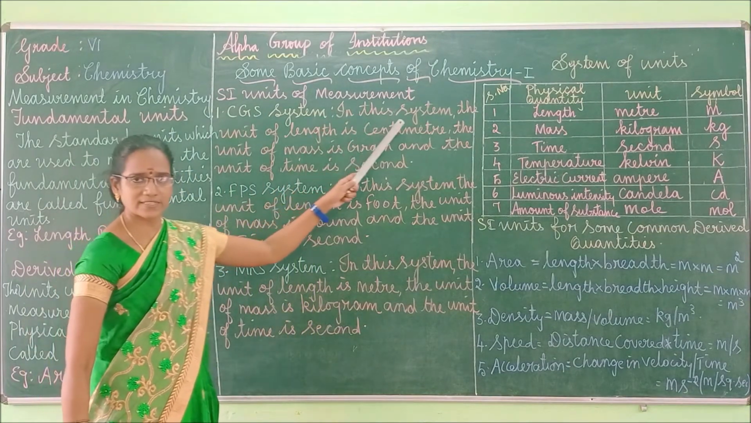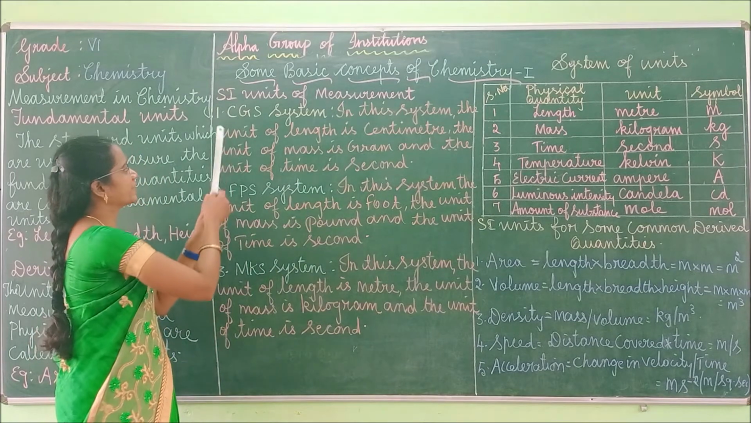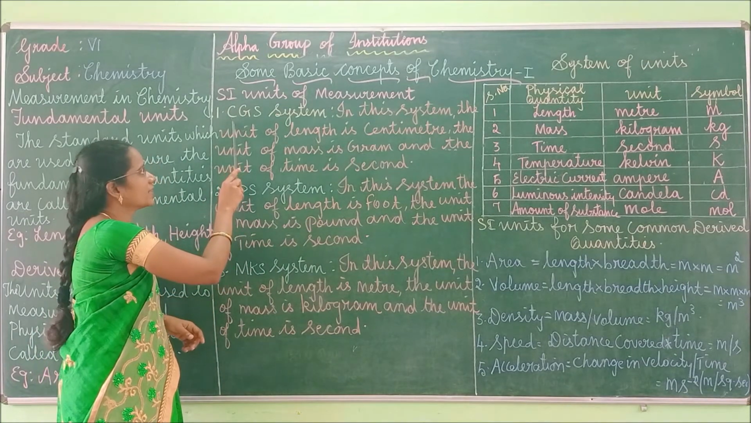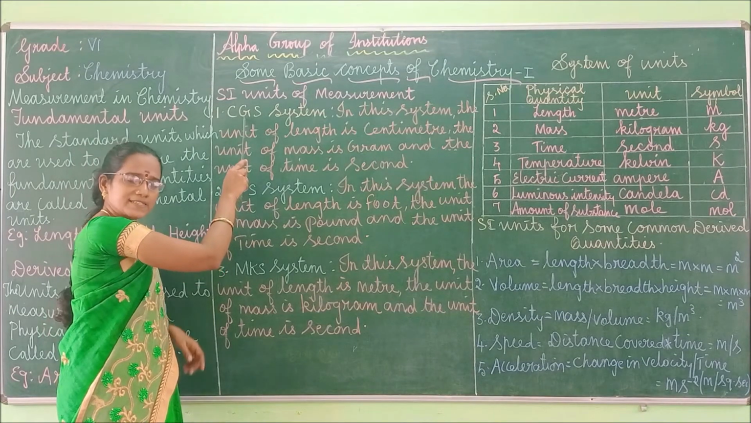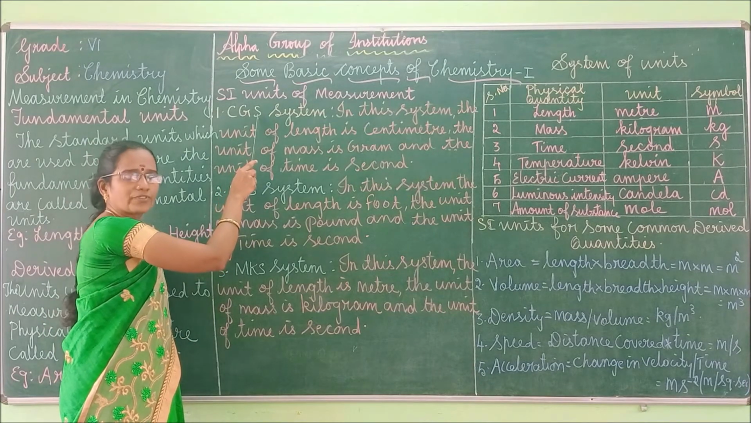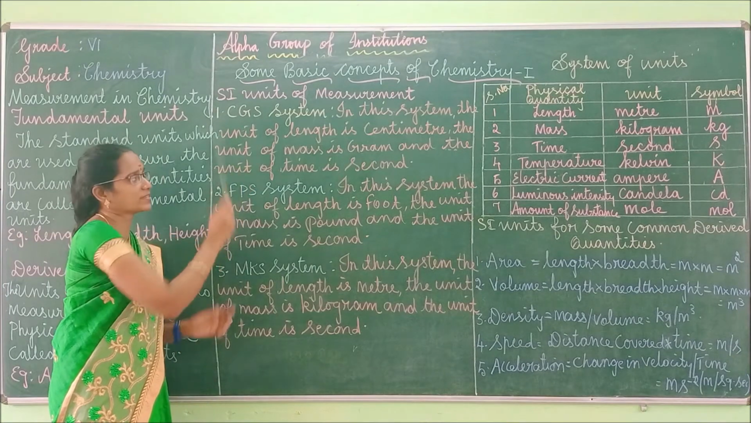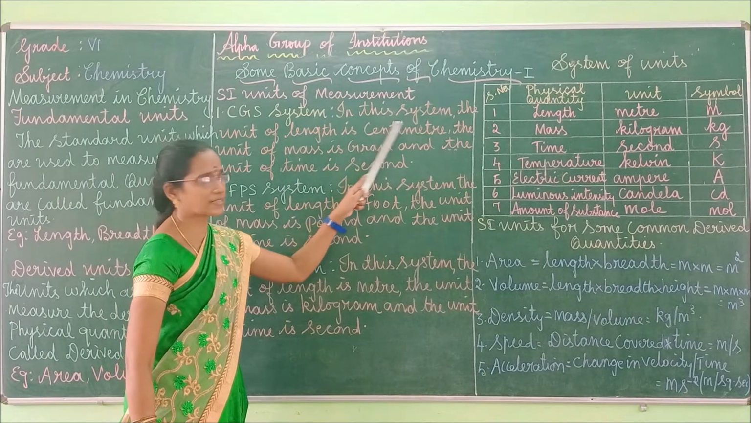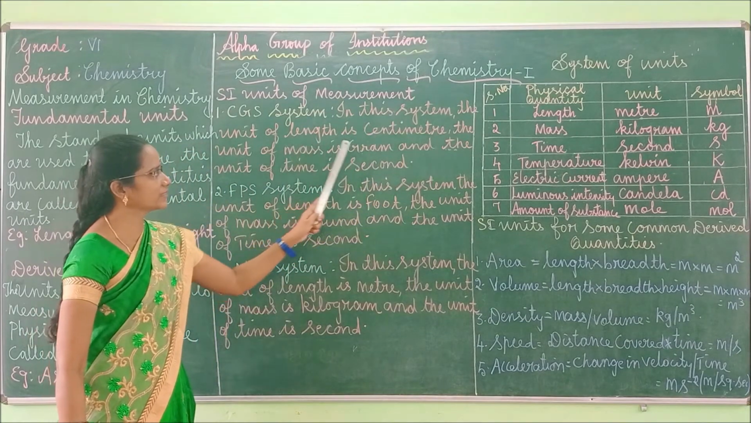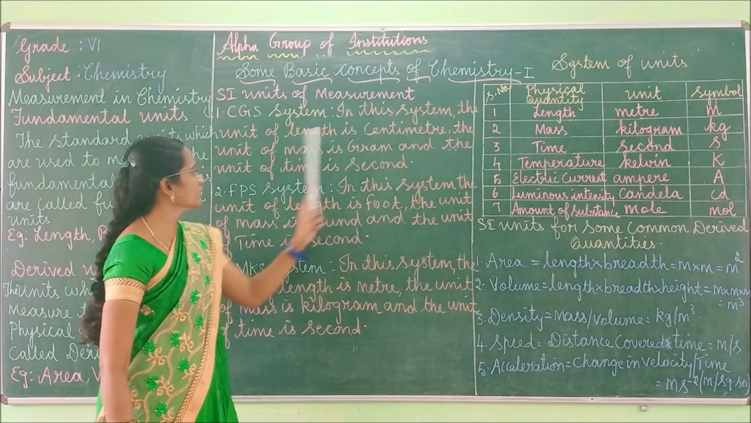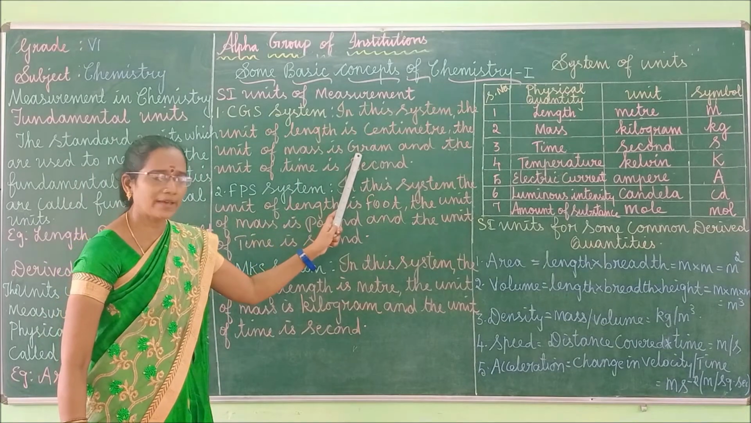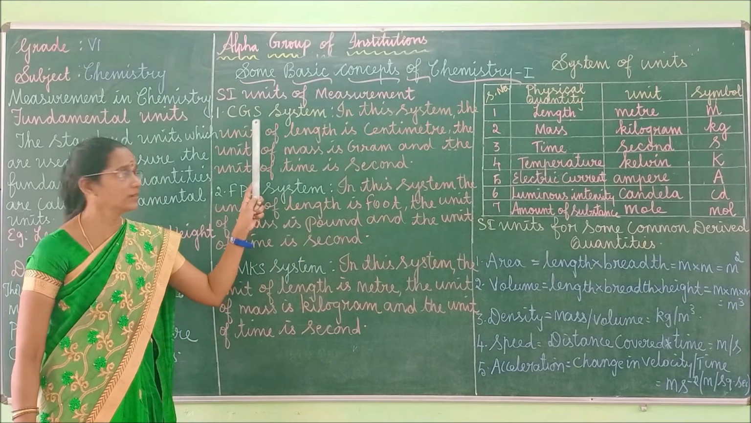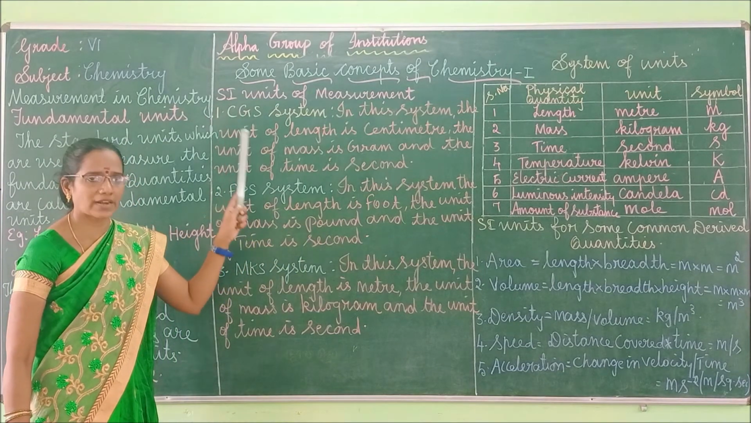So in this system the unit of length is centimeter, the unit of mass is gram and the unit of time is second. Okay, once again I'll tell you. In the CGS system, the unit of length is centimeter, the unit of mass is gram, and the unit of time is second. You understand, children? Now CGS system is done.